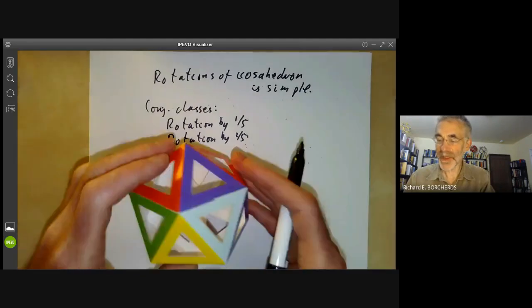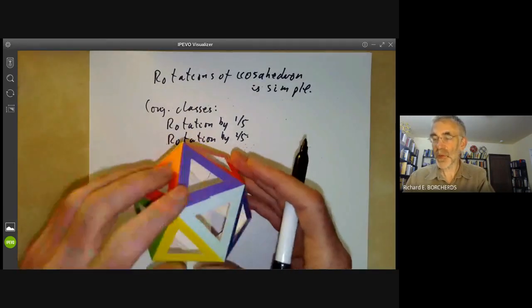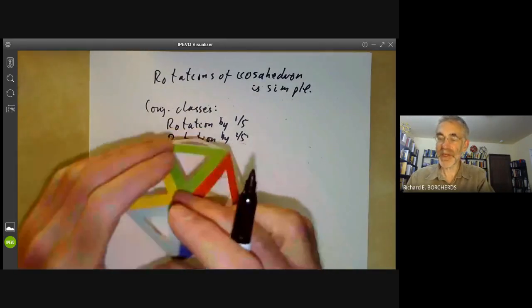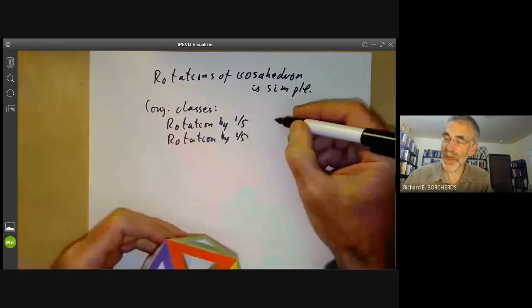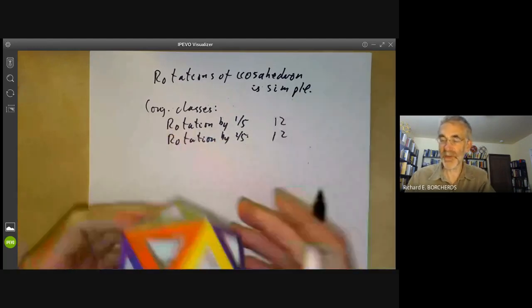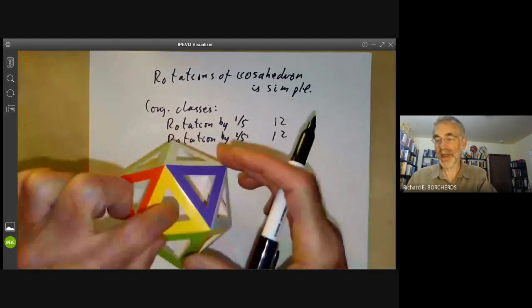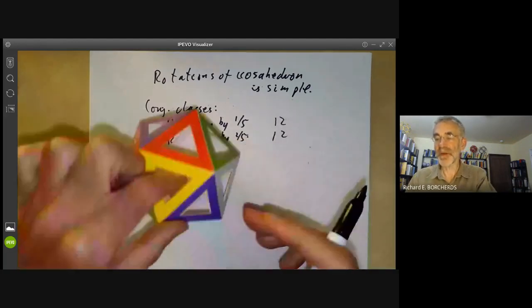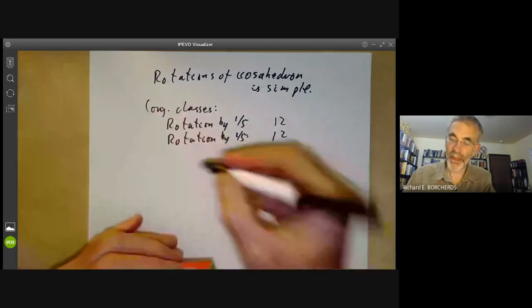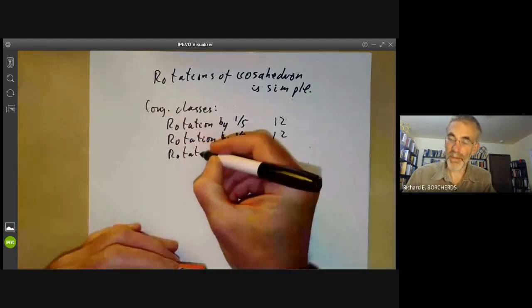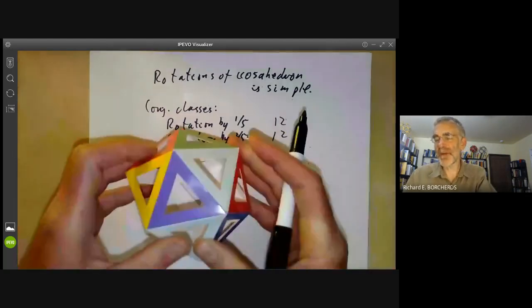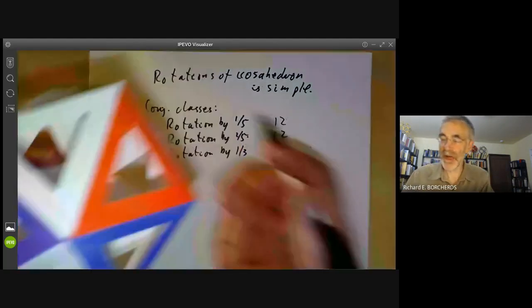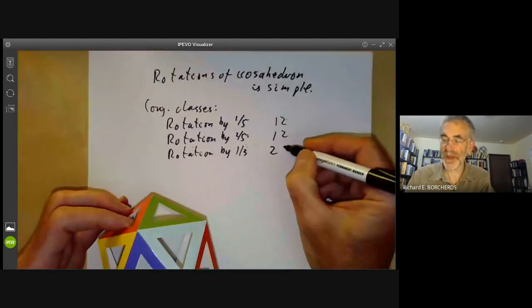So how many of these are there? Well, there are 12 vertices, and for each of these, we can put the vertex at the front and rotate by 1/5 of a revolution, so we get 12 of these and 12 of these. Then if we fix a face, we can rotate by 1/3 of a revolution. And again, rotation by 2/3 of a revolution is the same if you look at it in the other direction, so there are 20 of these.